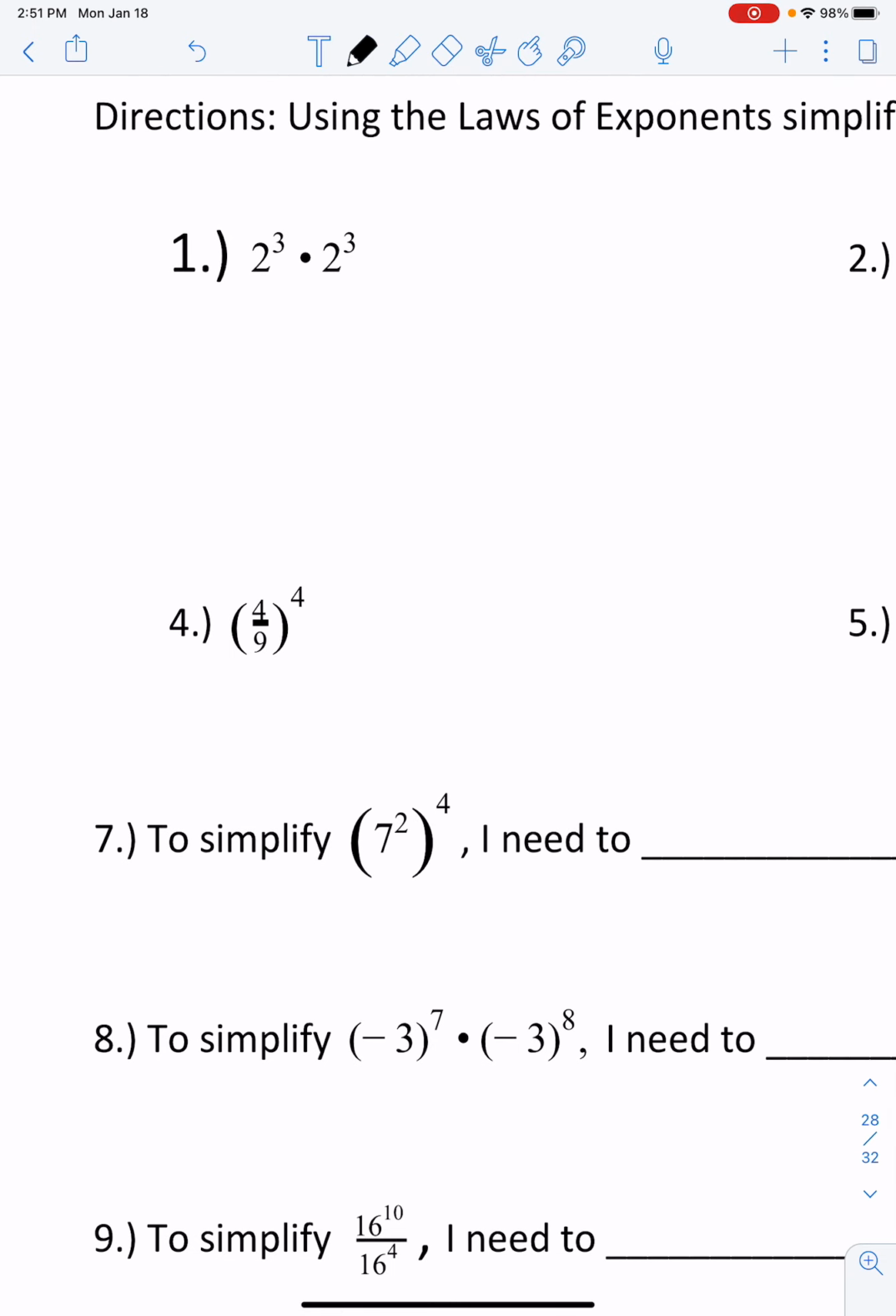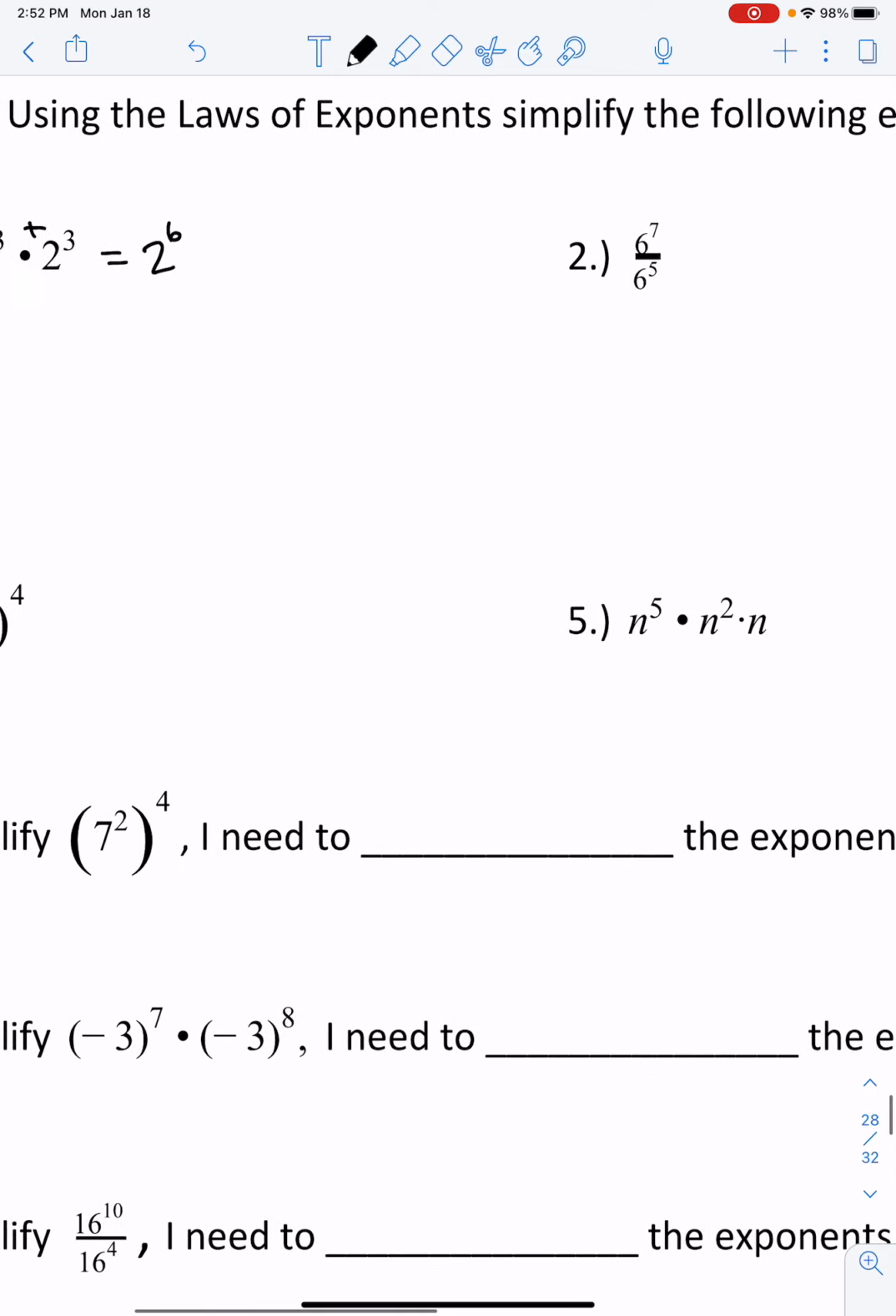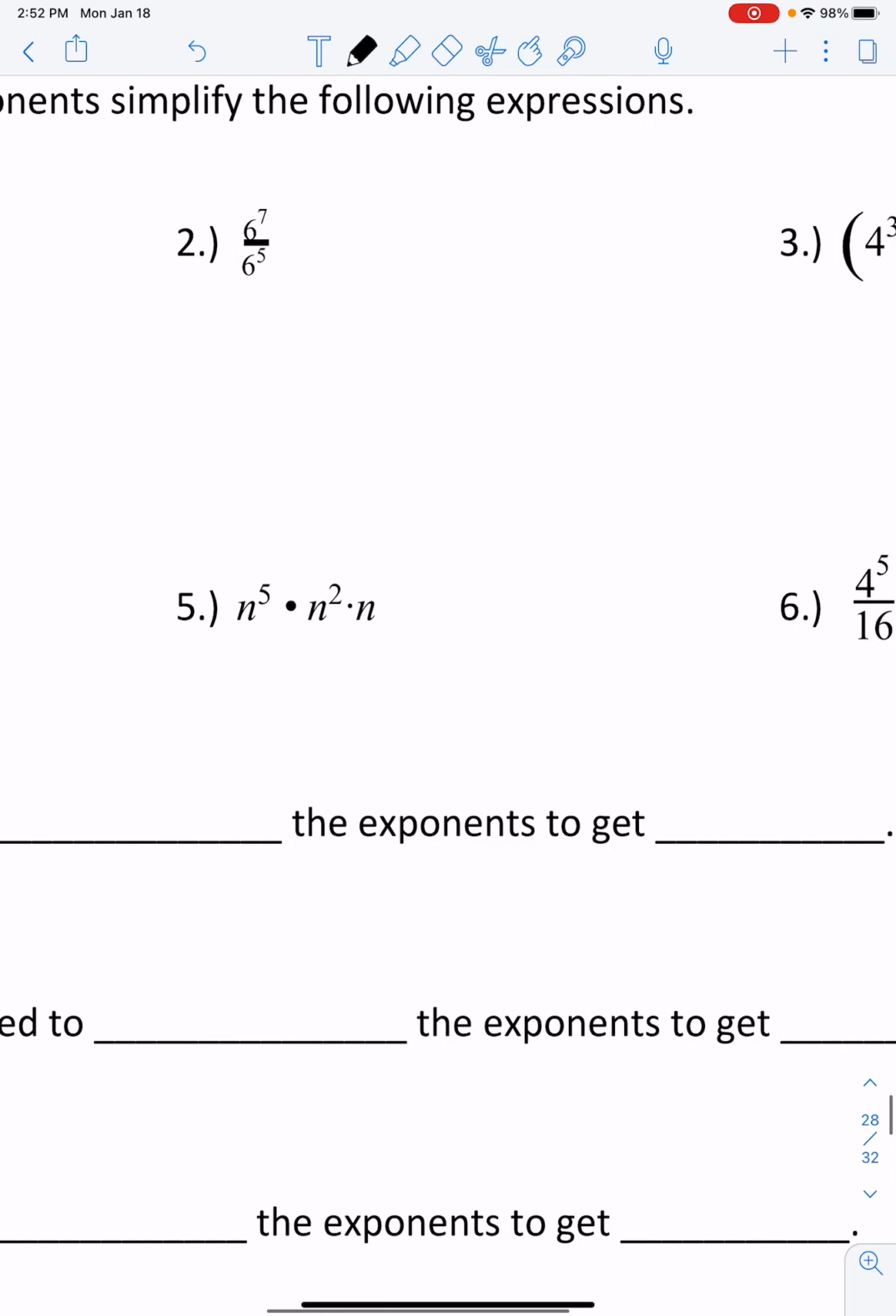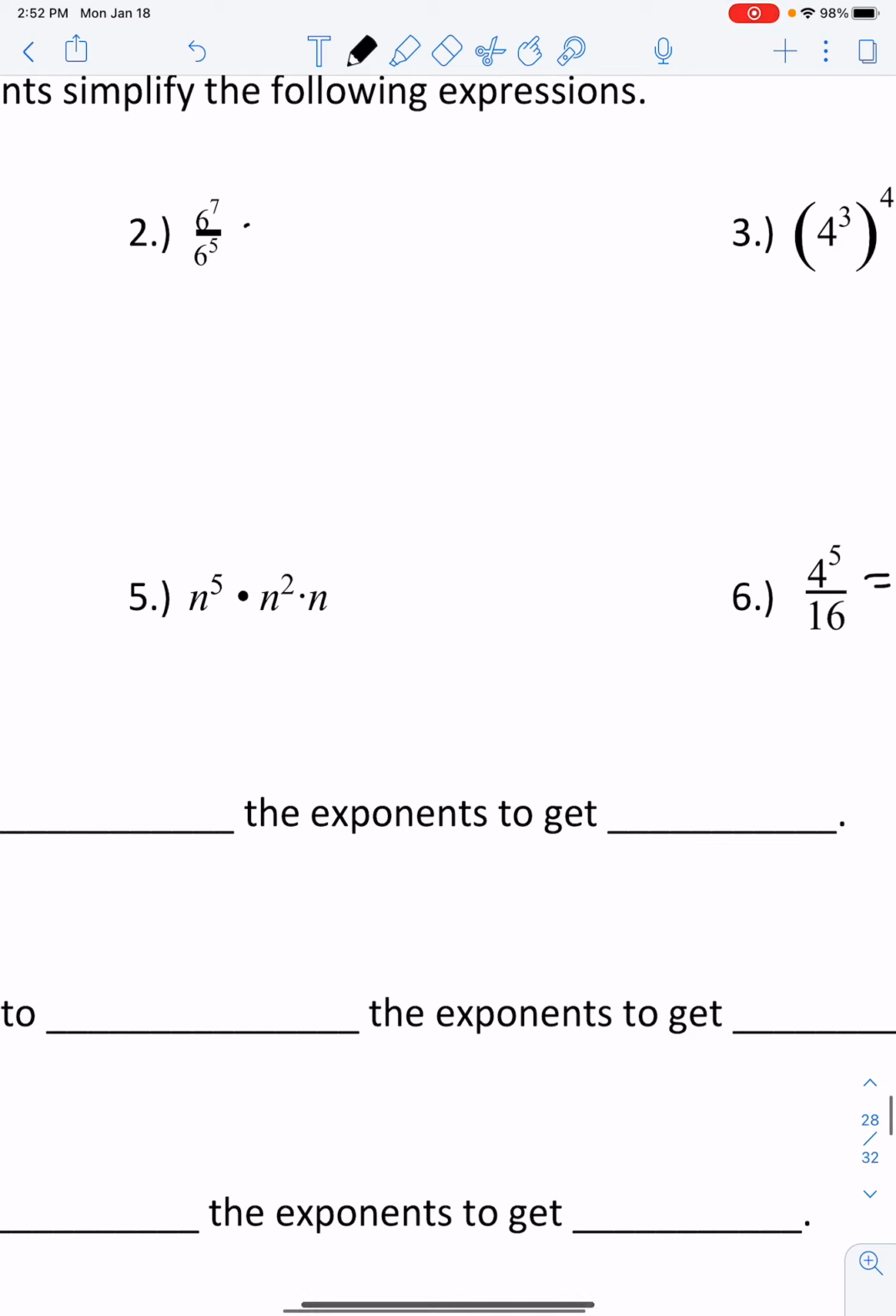So for number 1, we are multiplying 2 to the third times 2 to the third. So we are going to add our exponents here. So here our answer should be 2 to the 6th power. For number 2, we are dividing. So we have 6 to the 7th divided by 6 to the 5th. So we have 6 to the 7 minus 5. So our answer should be 6 squared, or 6 to the 2nd power.